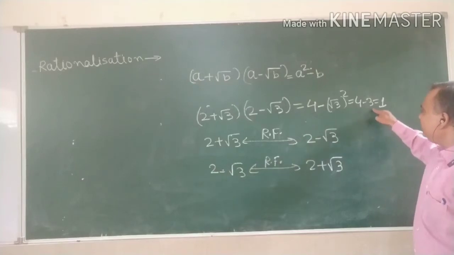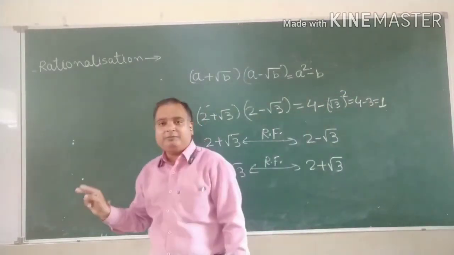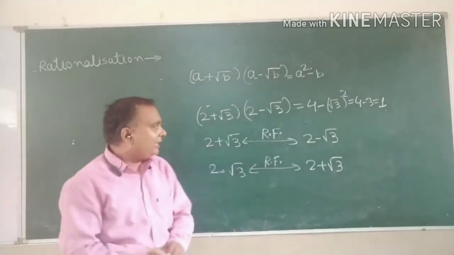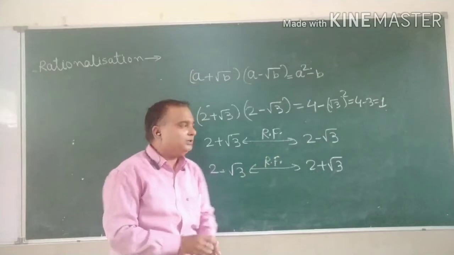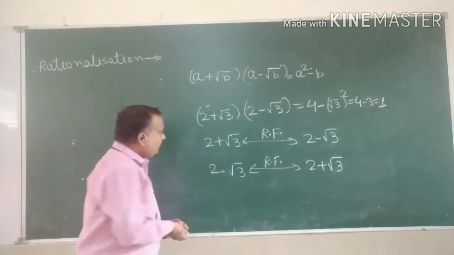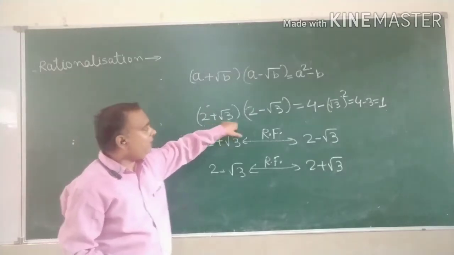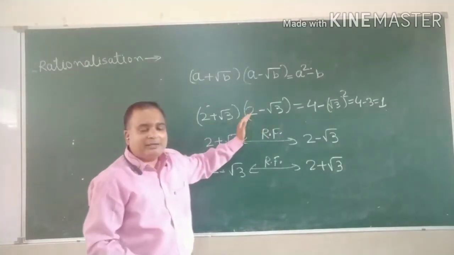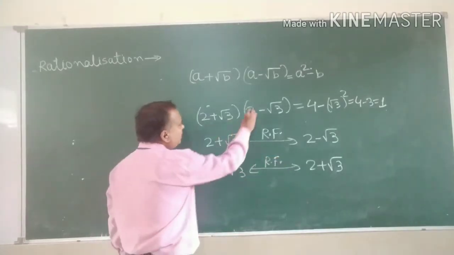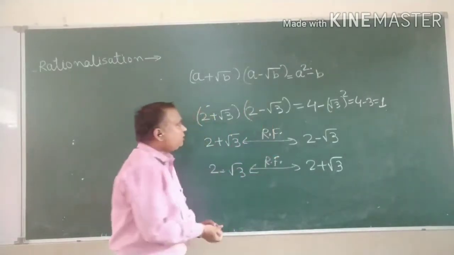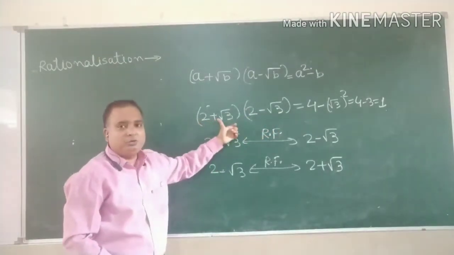So 4 minus 3 equal to 1. So we can say when I multiply these two irrational numbers, 2 plus root 3 and 2 minus root 3, the resulting number is 1. Or we can say this number 2 plus root 3 is multiplied by 2 minus root 3, then we get a rational number. So we can say 2 minus root 3 is called the rationalizing factor of 2 plus root 3.